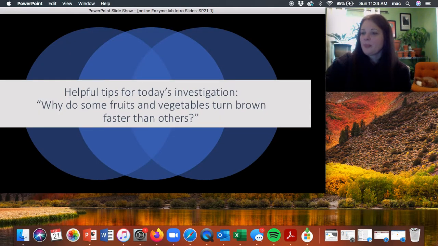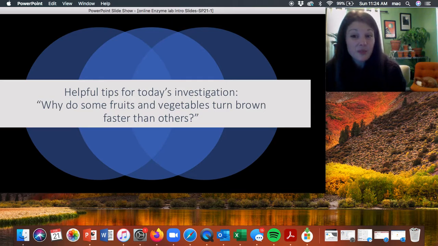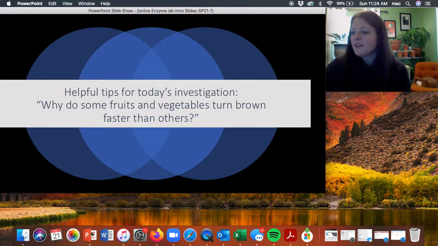All right, so helpful tips for today's investigation. Why do some fruits and vegetables turn brown faster than others? So this is a question that we will pose to you guys as students, but this necessarily isn't the research question that we want you guys to formulate. We'll talk a little bit more about it, but this is essentially the question of the investigation.